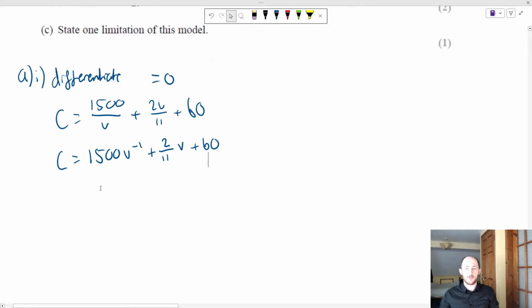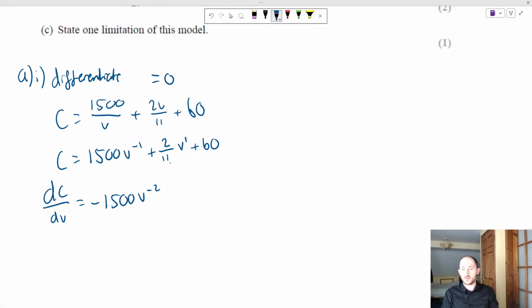So when you differentiate, remember, you bring the power to the front, you subtract 1 from the power. So dC by dv. Bring the power to the front, that's 1500 times negative 1. So it's minus 1,500. Subtract 1 from the power, minus 2. Now, the power of just the variable is 1. So if I bring 1 to the front, 2 over 11 times 1 is still 2 over 11. And then subtract 1 from the power, that's v to the power of 0, which is 1, so there's no power anymore.